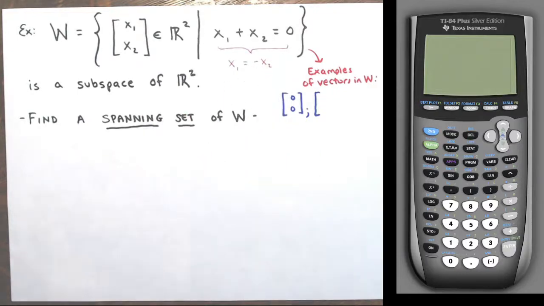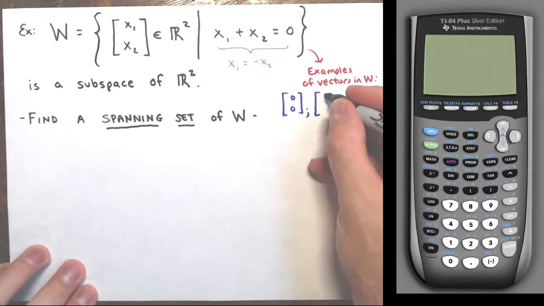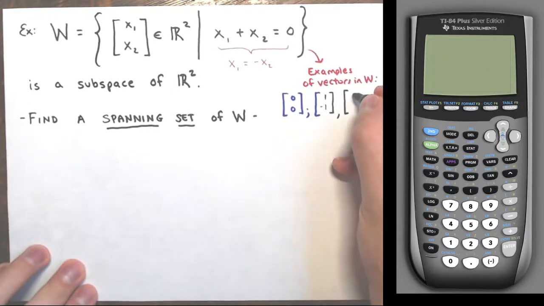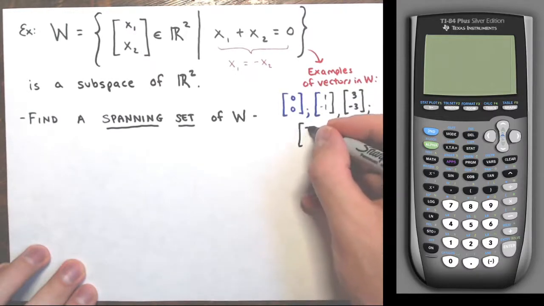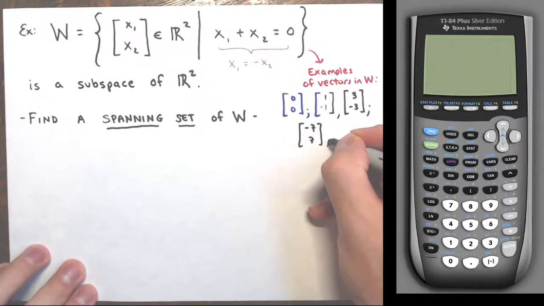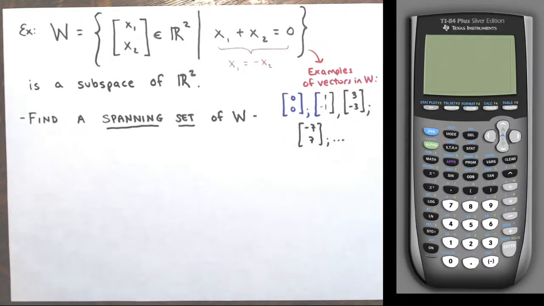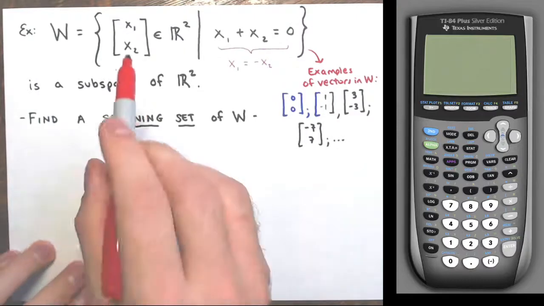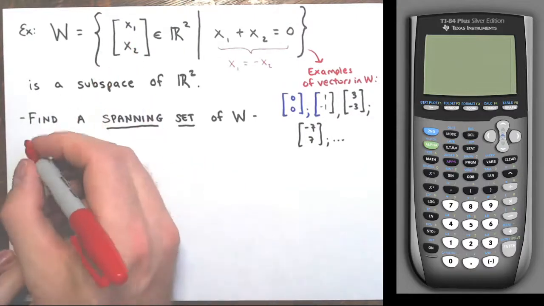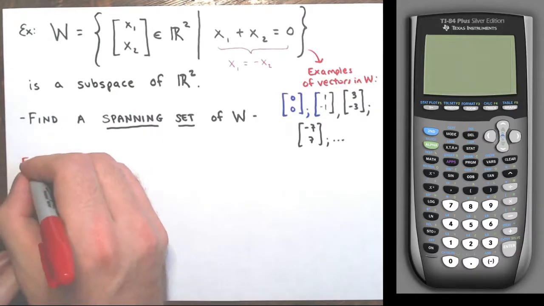So really, every vector in W, the first component and second component just need to be opposites. Right? So 1, negative 1, is in W. 3, negative 3 is in W. Negative 7, 7 is in W, and so on. Right? I could think of a million different examples. But just to give you a feel, again, for what vectors are actually in this set called W. All right, so now let's see if we can take a vector in W. All right, so each vector in W looks like this.